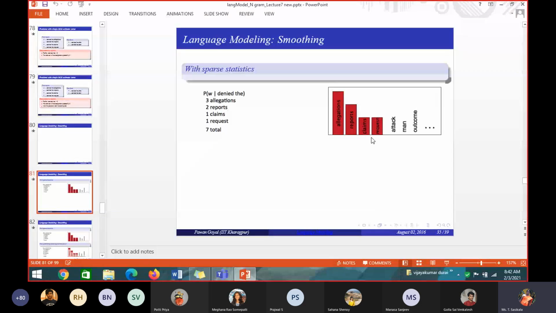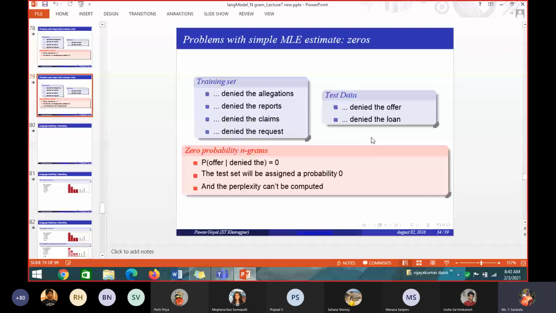Denied the allegation. Have you all noted down the sentences? I will not go back again. Have you all noted down the sentences in the notebook? Yes or no? This is a problem. Please make a note in your notebook. You will be getting these problems in your T1, in your quiz, everywhere. Training set having four sentences, test data having two sentences. Have you all noted down? I will not go back again for the same slide. Yes or no, students? Yes, ma'am. I want everyone to respond. Manasa, have you noted down in your notebook? Yes or no?